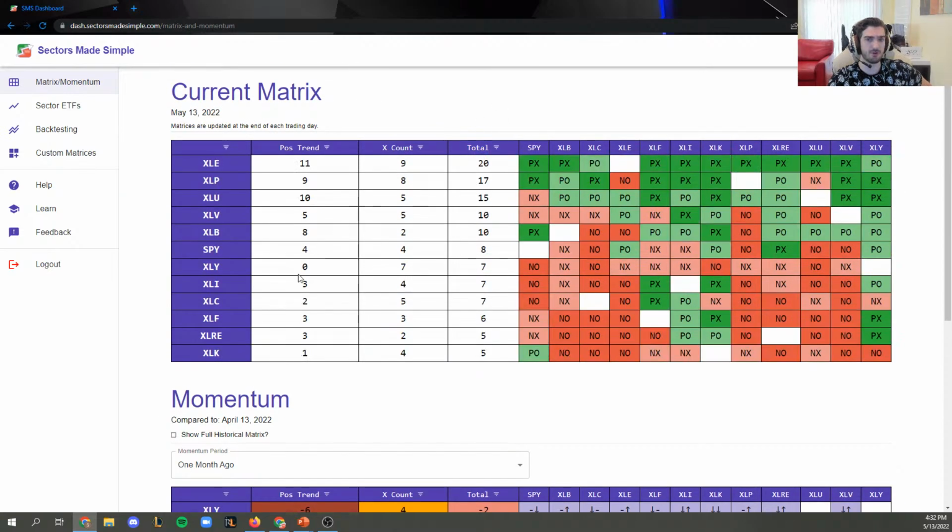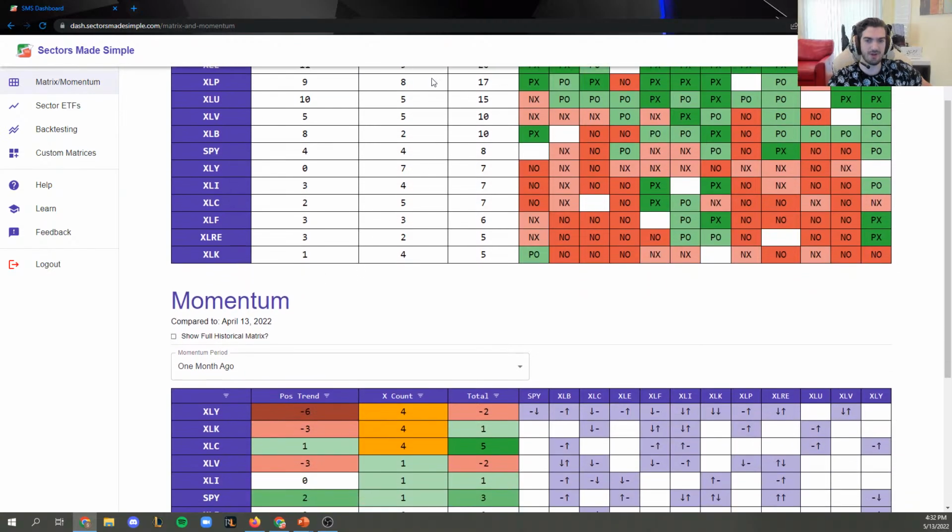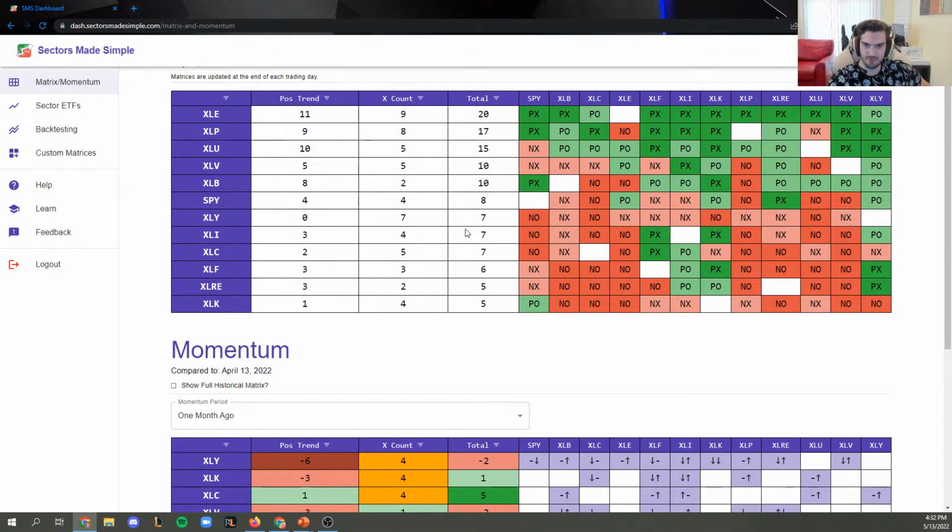We would come up to the current matrix, and we would go down. All right, discretionary is here, okay? Technology is here, and communications is here. So we would buy discretionary.